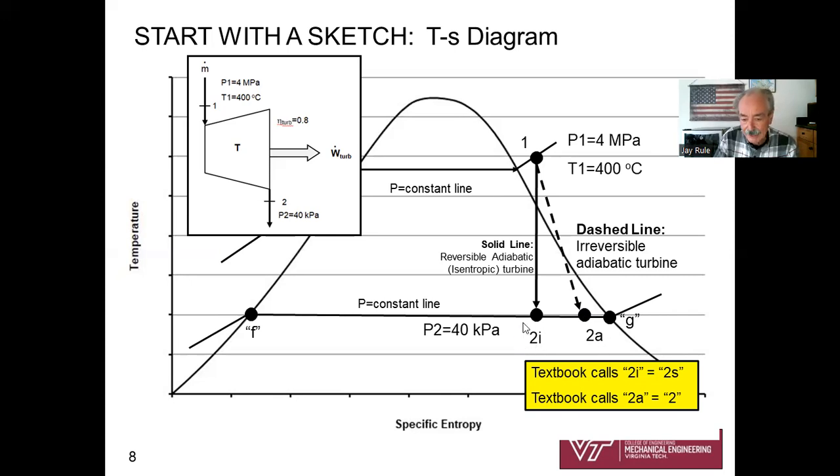Notice here 2I, that's the isentropic outlet. 2A, that's the actual outlet condition of the turbine. 2A for actual. Now, the textbook calls 2I, 2S. The textbook also calls what I'm calling 2A, just 2. But you're going to be able to figure out the difference. It's easier for me to recall 2A as 2 actual instead of just 2. That's why I call it 2A. All right.